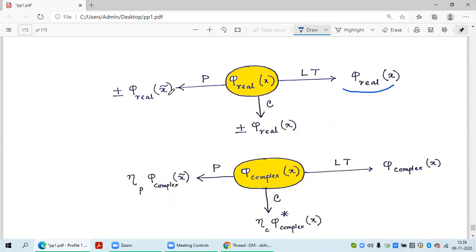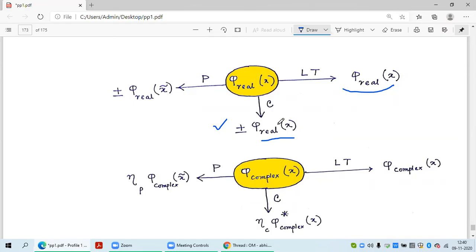Now under parity, it can change to plus or minus phi of x tilde. X will change because x tilde is now t of minus x. Under charge conjugation, I have shown you it will not change because it is real, but you can add that freedom also. I have not told you this while doing charge conjugation of a real field. You can add it because the free Lagrangians are quadratic in fields, therefore this will not change. So for charge conjugation of a real field, both possibilities are there.